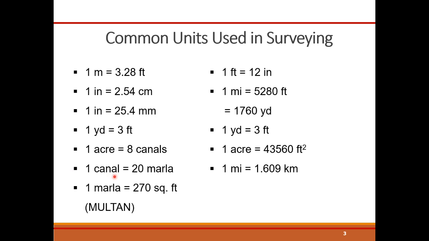Similarly, one kanal is equal to 20 marla. 1 marla equals 270 square feet. The square feet in a single marla can vary in different regions. In Multan it is normally 270 square feet, while in Lahore it is 240 square feet that make one marla.